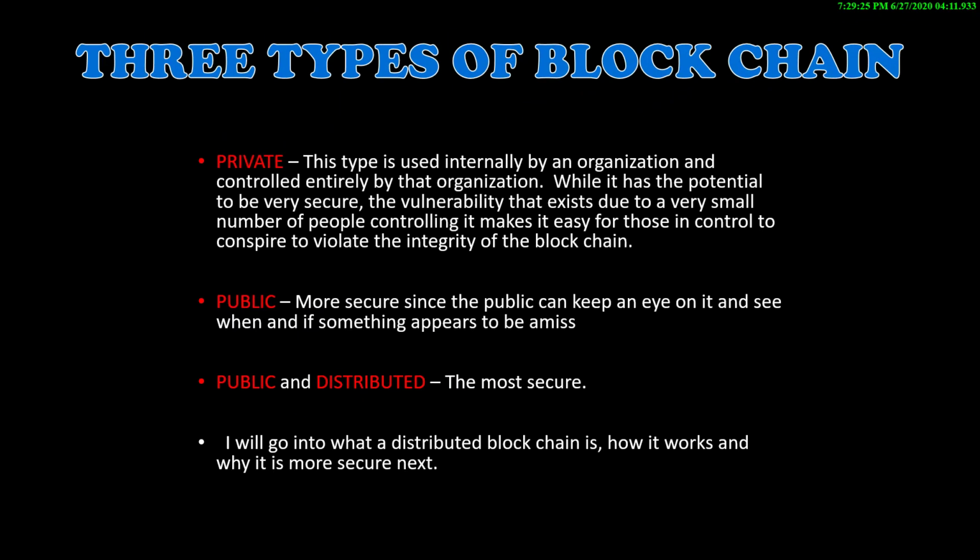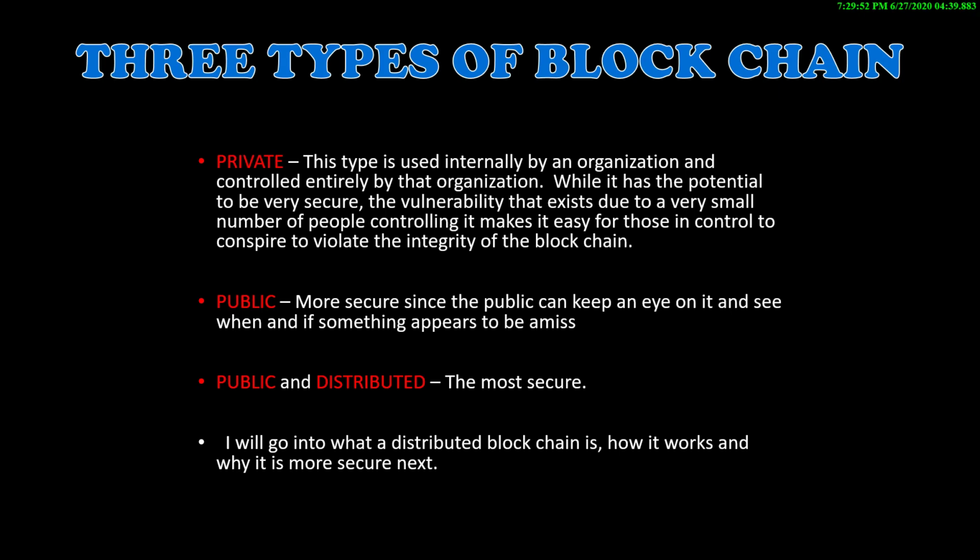There are 3 types of blockchain. Private blockchain, this is a blockchain that's used internally by an organization and is controlled entirely by that organization. While it has the potential to be secure, the vulnerability that exists due to a very small group of people controlling it makes it easy for those in control to conspire to violate the integrity of the blockchain.